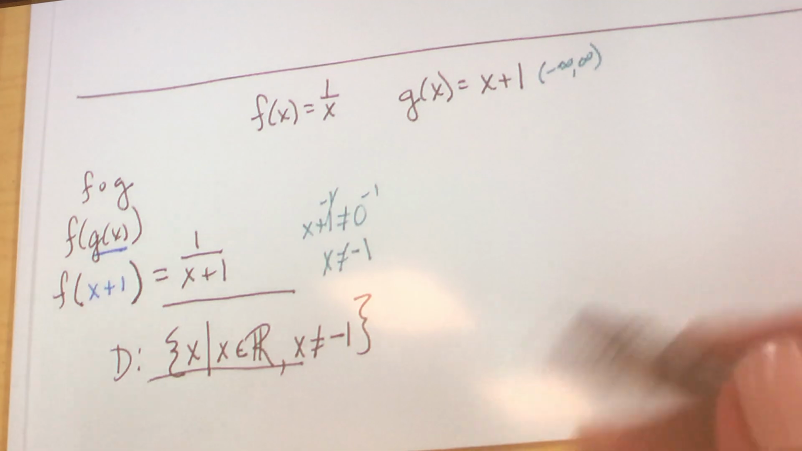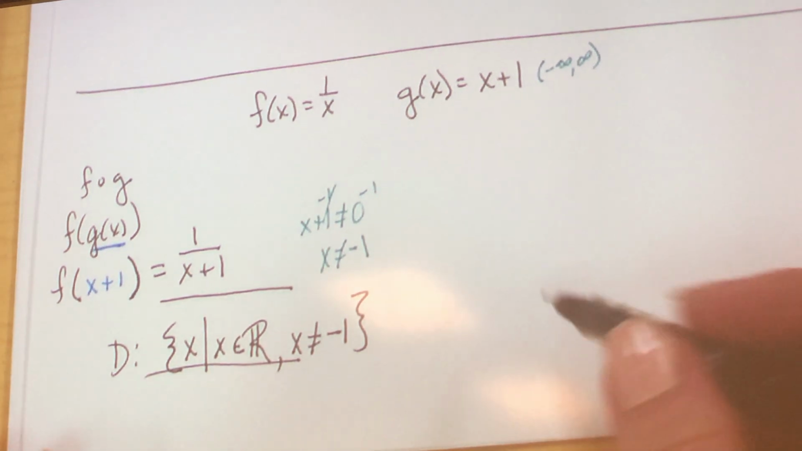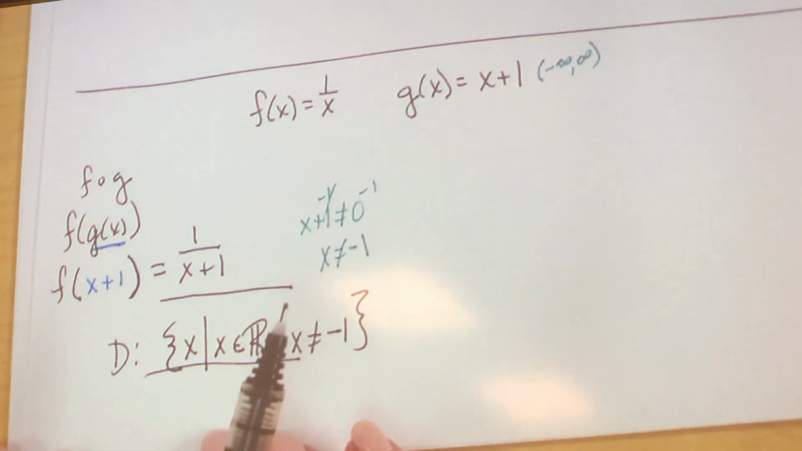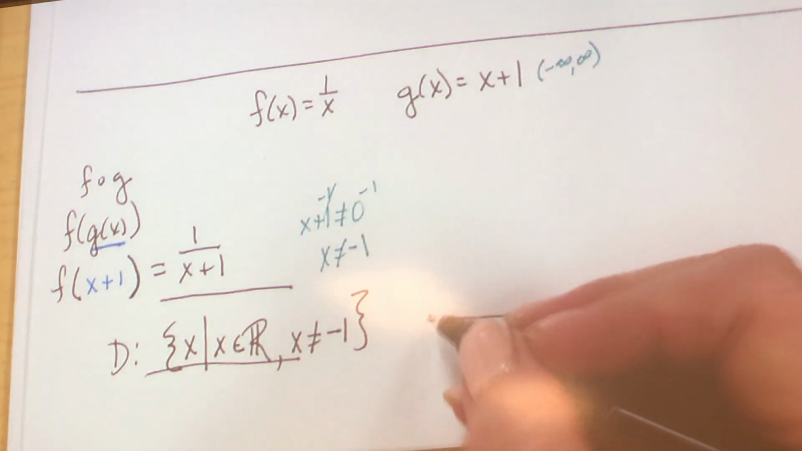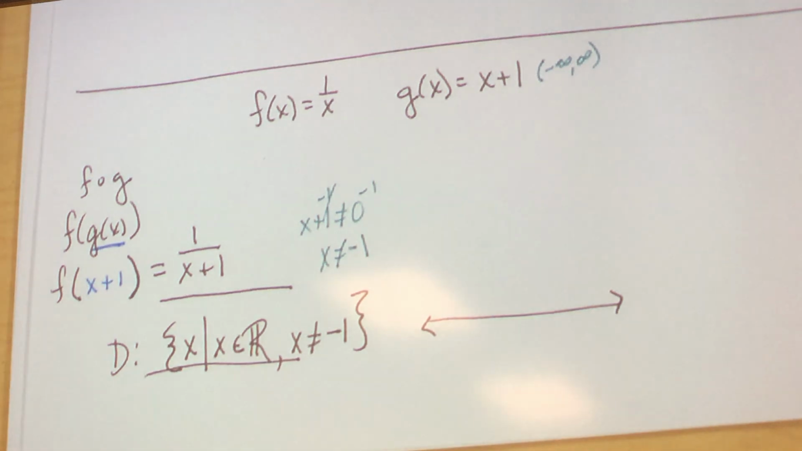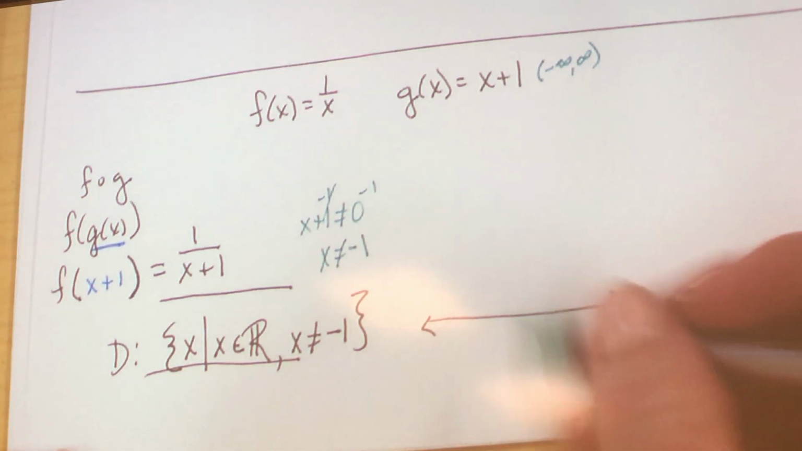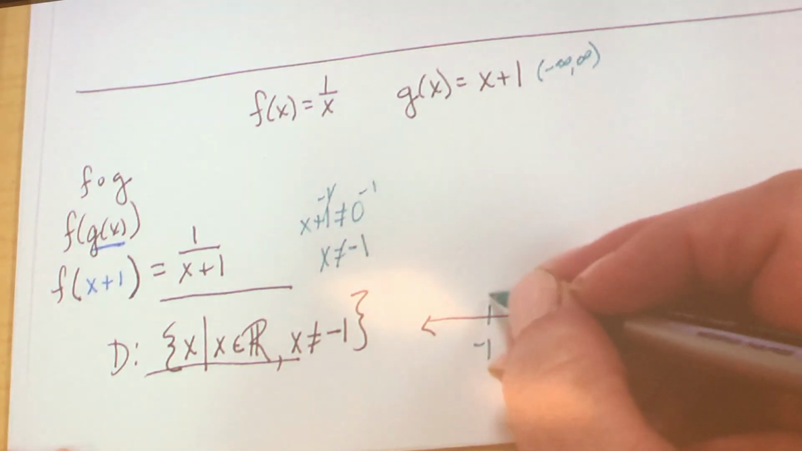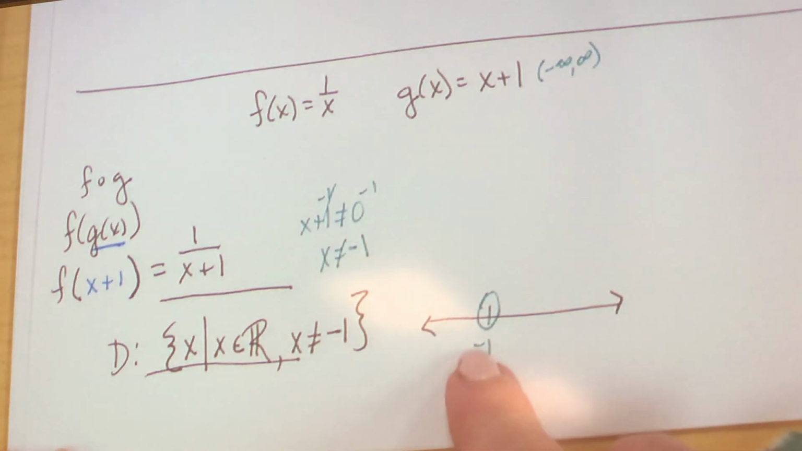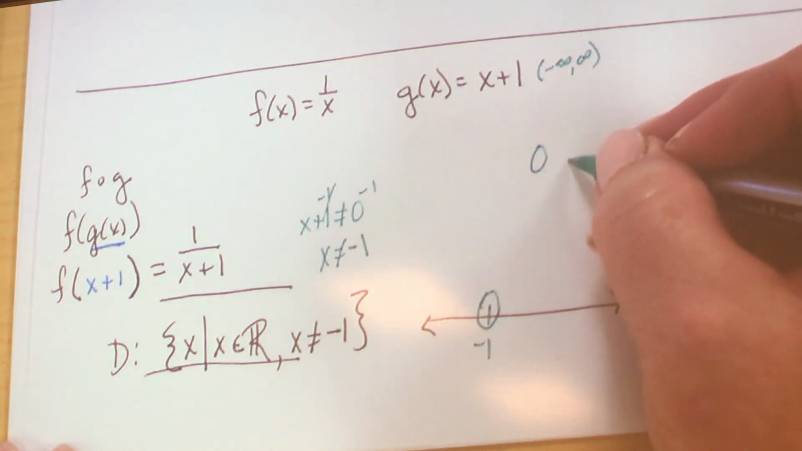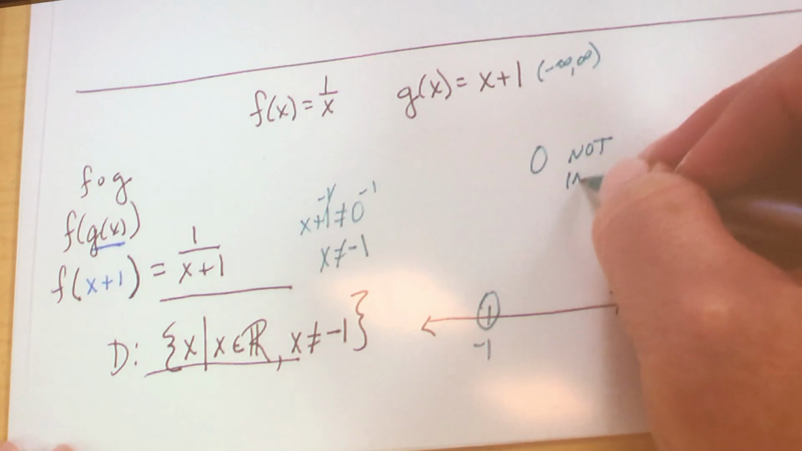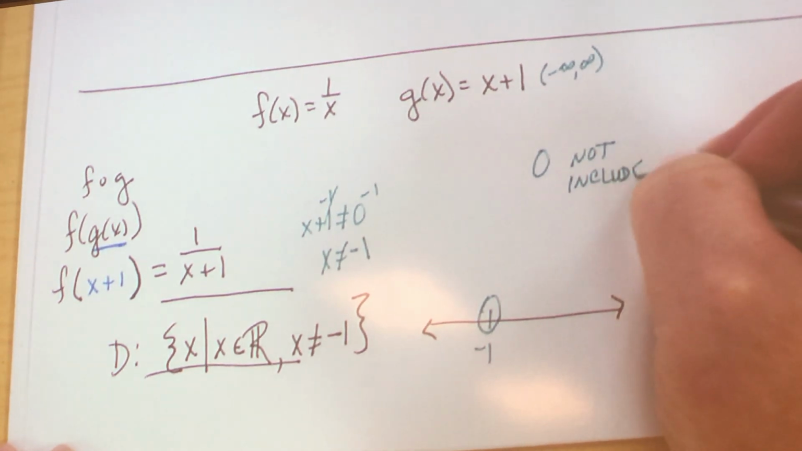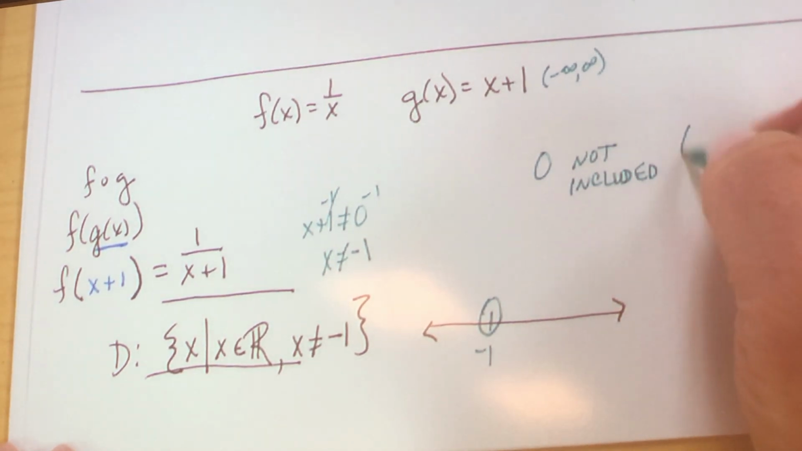Okay? Now, if you want to know what that looks like in interval notation, and you can't go from here to here, then the best thing to do is to put it on the number line. Okay? So here's my number line. So x can be anything except negative 1. So here at negative 1, I have an open circle. What does an open circle mean? Not included. In interval notation, what would that be? Parentheses. Very good.